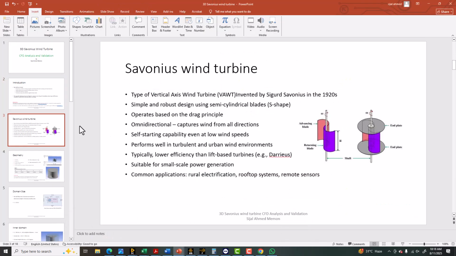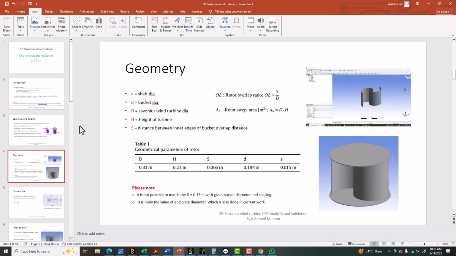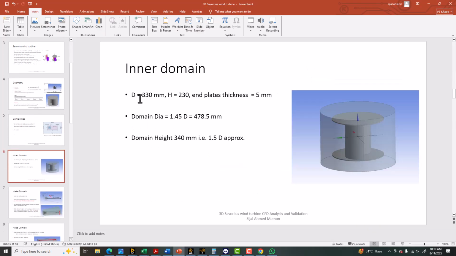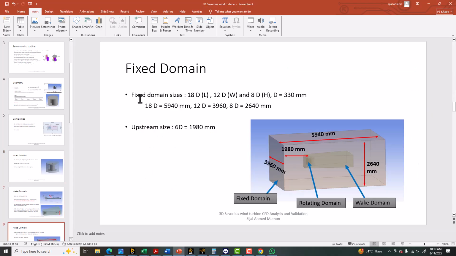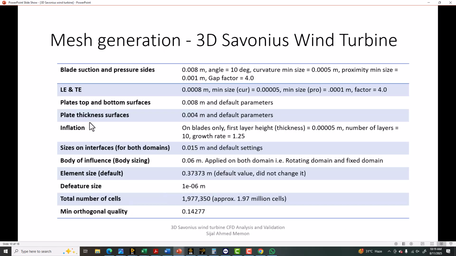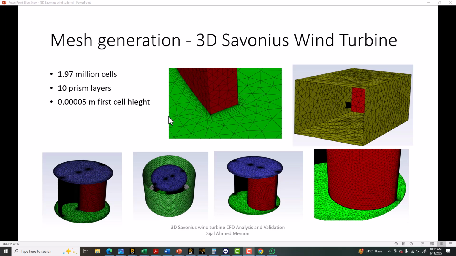So this is the introduction of the Savonius turbine, then the geometry that is over here. We didn't model the shaft. We can, but I don't think this is going to make much difference, but if you want we can make it. And the domain size is discussed here, how the different domains are made. And the mesh generation is also discussed in great detail, and every size is given in the PowerPoint slide that is going to be shared with you, including all these files.